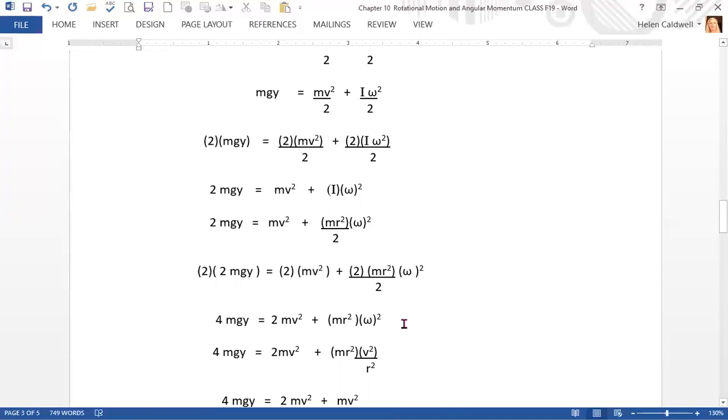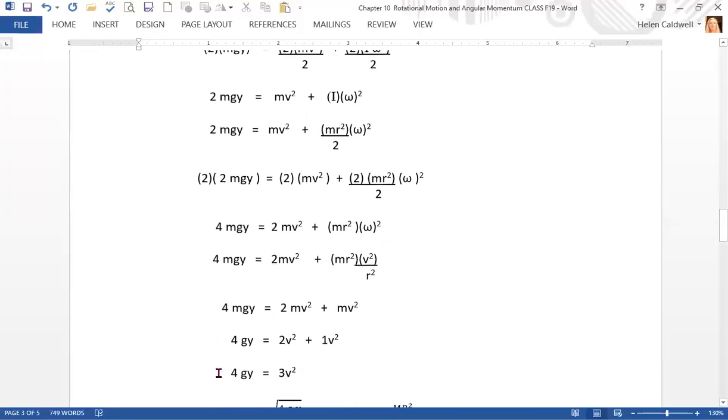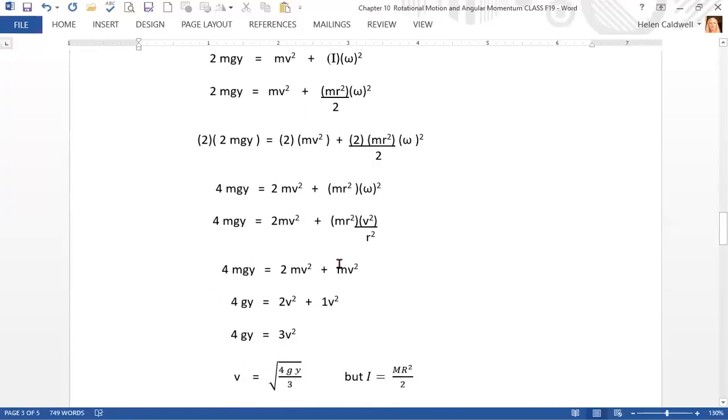Well, what is omega? We said earlier, in our list of knowns, that omega is equal to v divided by r. So omega squared is going to be replaced by v squared over r squared. You'll notice that the r squares will cancel each other. Yay! So I've got 4mgy equals 2mv squared plus mv squared. Well, the masses all cancel. Or you could leave them in and write down the numbers, but the masses all cancel.